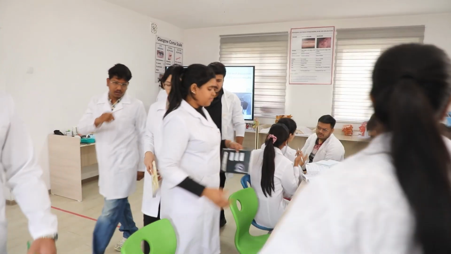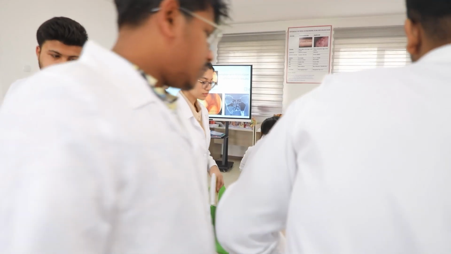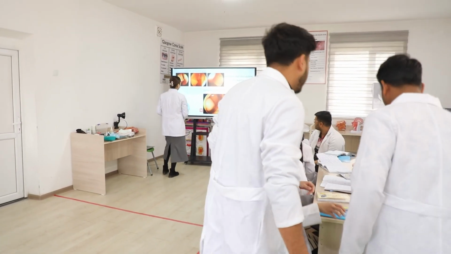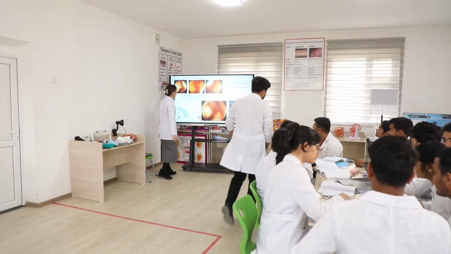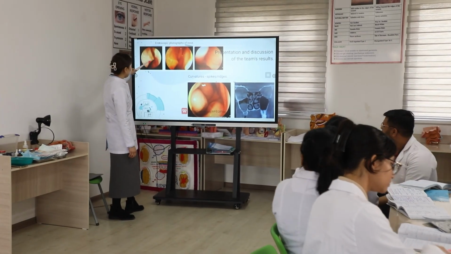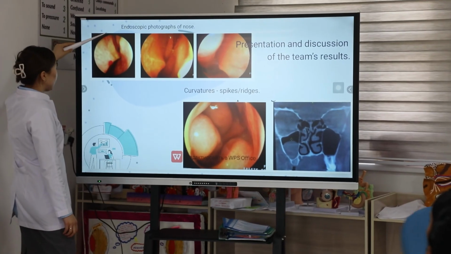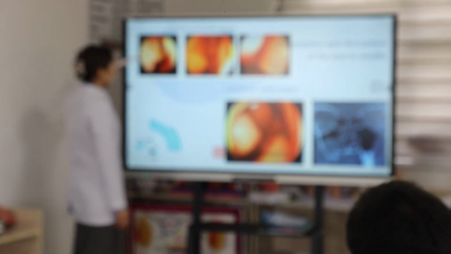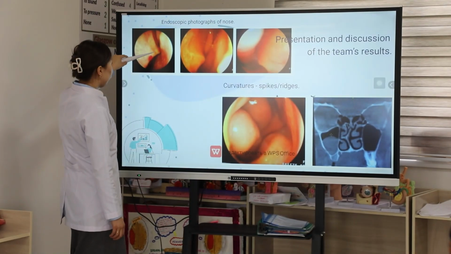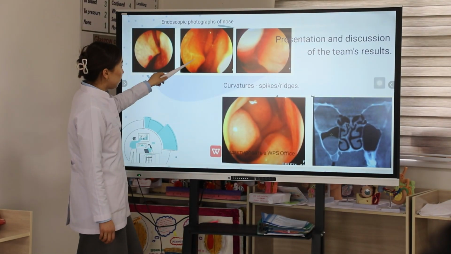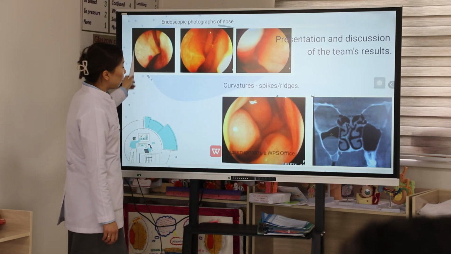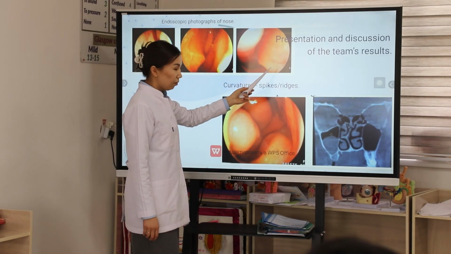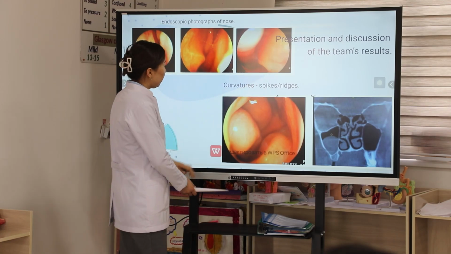So let's discuss your task about the deviation of the nasal septum. By endoscopic photographs, you can see the spikes. Normally the nasal septum has to be straight, and there have to be no spikes and ridges. So look at these pictures. We have the left side of the nose, and there is deviation to the right side.